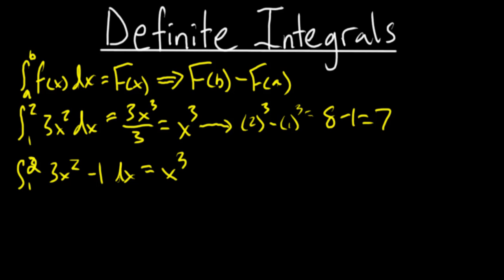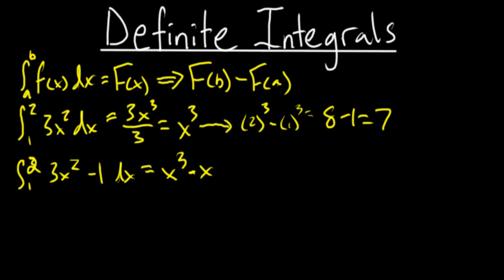And then what's the integral of 1? Now remember, integration is just reverse differentiation, right? We know that the derivative of x is 1, so that means the integral of 1 is x. So 3x squared minus 1, when we integrate it, becomes x cubed minus x.